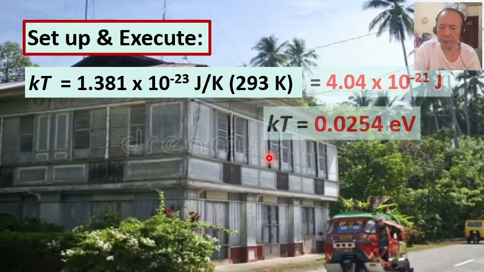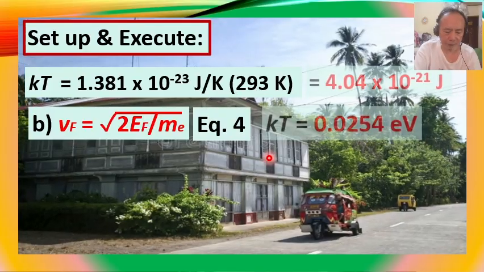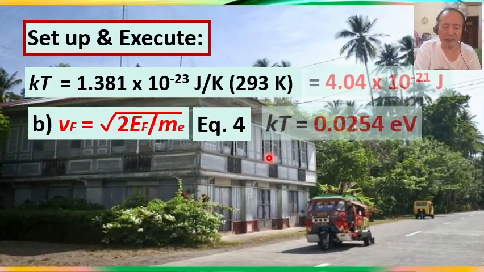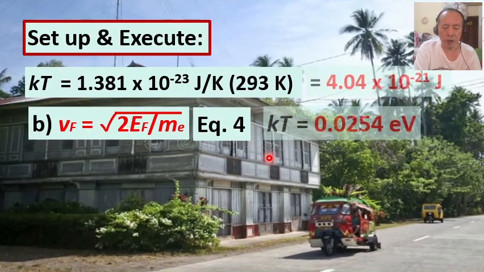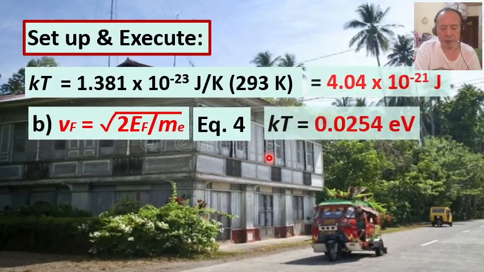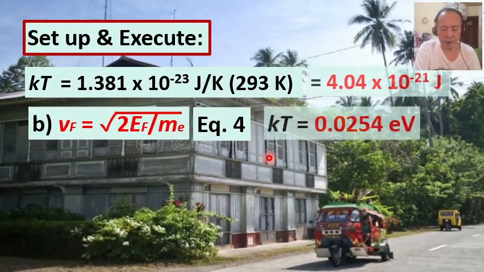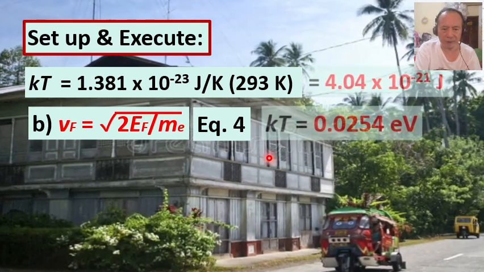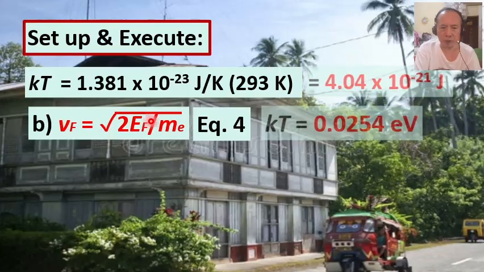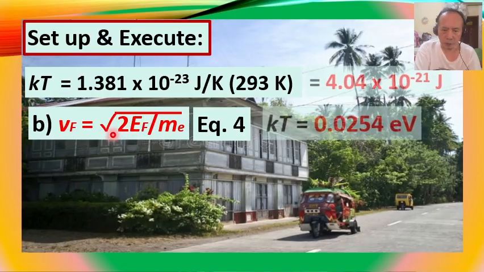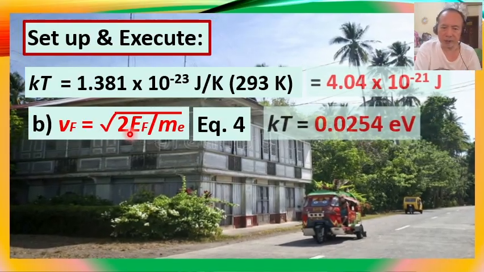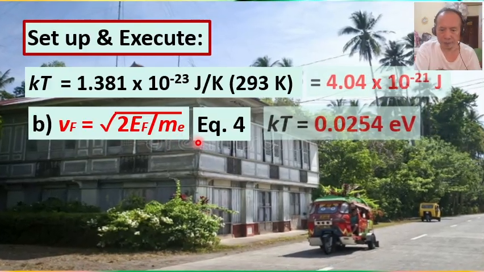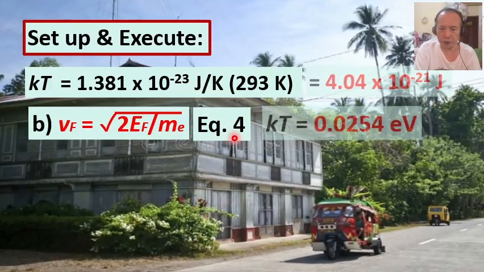And in part B, we use the non-relativistic equation to find the electron speed, small v sub F, equal to the square root of twice the energy capital E sub F divided by the mass of the electron, expressed here as equation number 4.